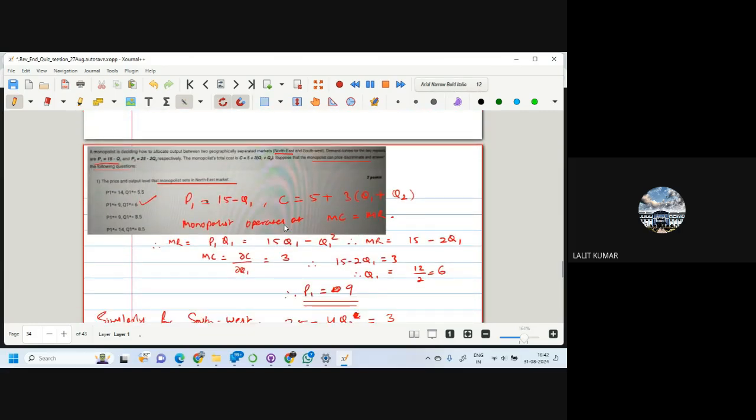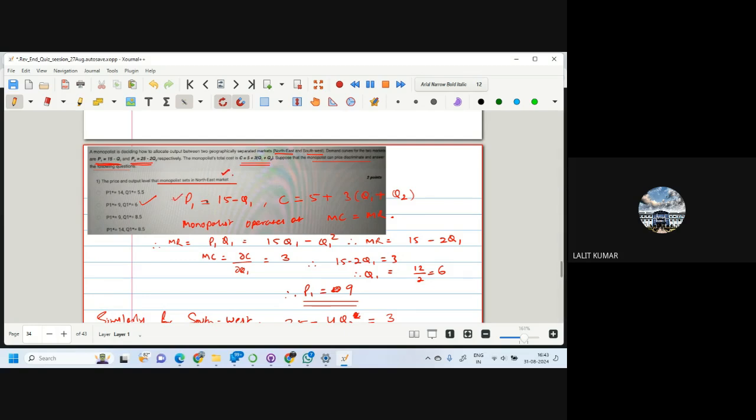Okay, sir. This is the northeast and southwest. Already I have done this in the GA, but for the revision part, we had done. Somebody had asked on the WhatsApp that there are two markets, northeast and southwest, and this is the demand function in northeast, this is the demand function in southwest. The monopolist's total cost is this much, and these are the questions. The price and output level that the monopolist sets in the northeast market.